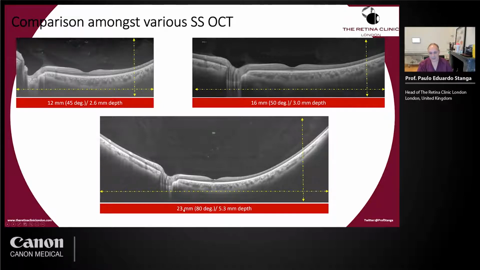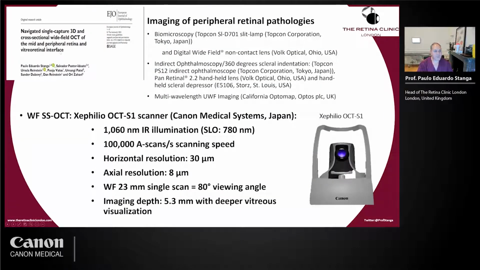Nowadays, with 23 millimeter long scans, which is what we get with the Canon Zephyrus, that's 80 degrees, we get a window of 5.3 millimeter depth. So we can image deeper into the vitreous. We've already published a paper on this, Navigated Single Capture 3D and Cross-Sectional Widefield OCT of the mid and peripheral vitreoretinal interface, with my co-authors here in London and at Bascom Palmer. We also compare that with findings from histopathology from a reference database.